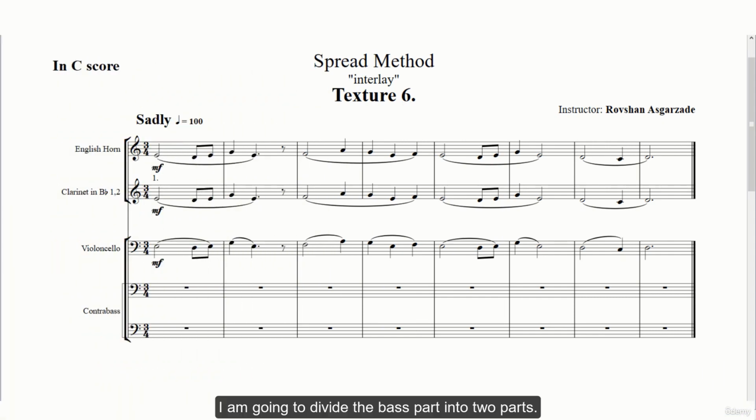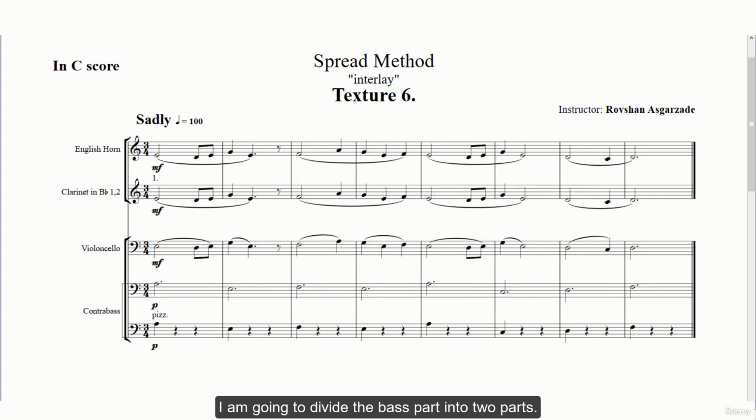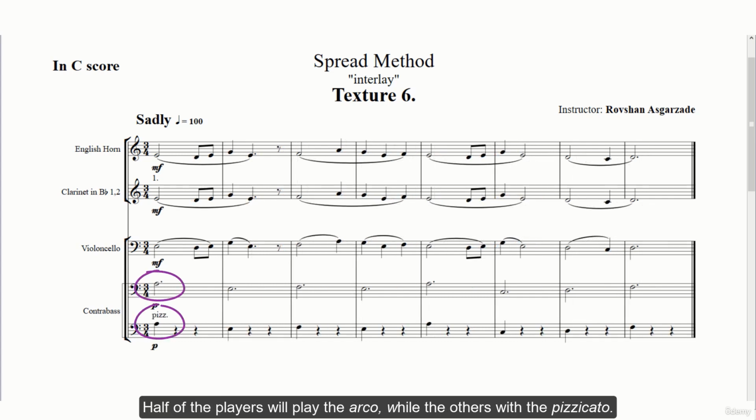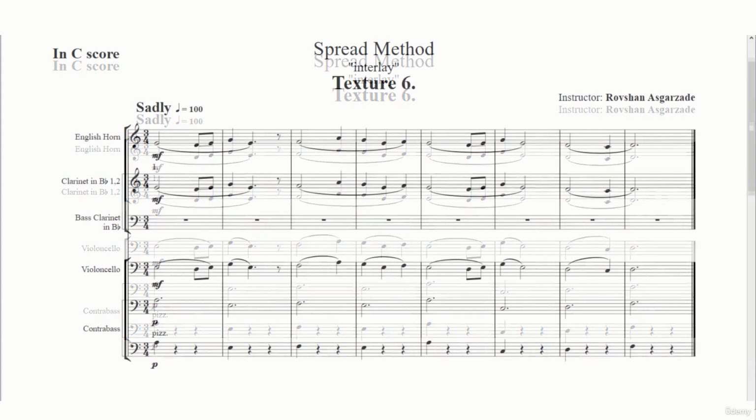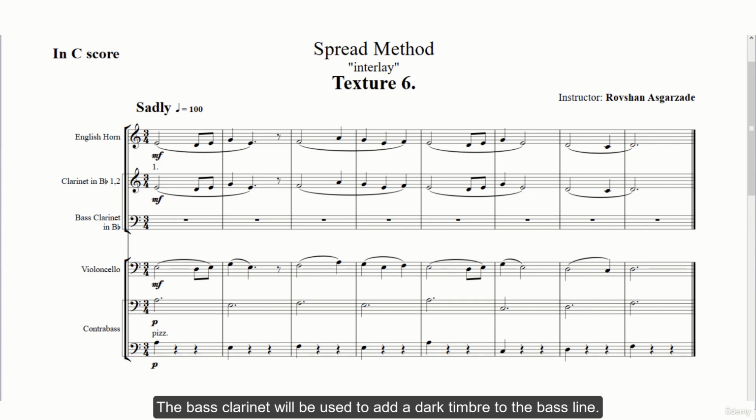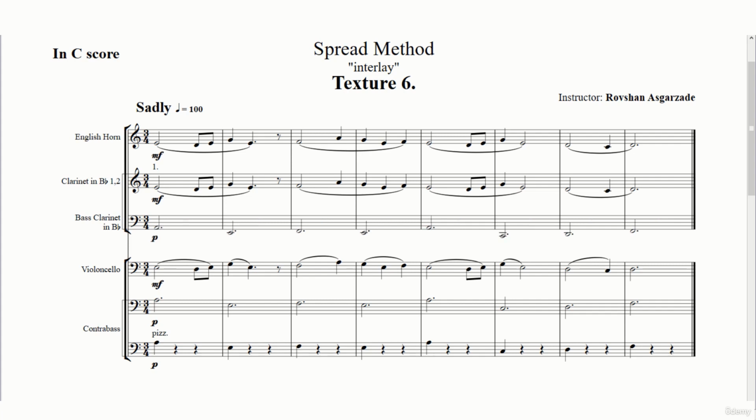I'm going to divide the bass part into 2 parts. Half of the players will play the arco, while the others with the pizzicato. For the melody to dominate, the dynamic should be twice as weak. The bass clarinet will be used to add a dark timbre to the bass line. Let's listen to the result.